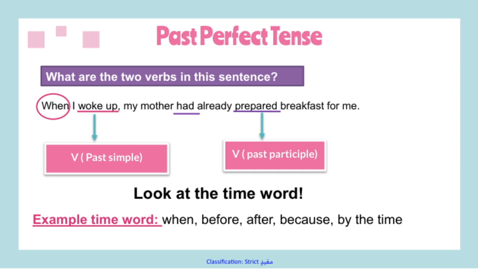Now, in this sentence, there are two verbs. The first is woke up, which is in the past simple tense. The second is had prepared, which is in the past perfect tense. The past perfect is used to show that one action was completed before another action in the past. Understanding these key points is important because it helps us tell clear, chronological stories in English. When we use time words correctly along with the right verb tenses, our meaning becomes much more precise and natural. This is a fundamental part of mastering English grammar and improving our overall communication.